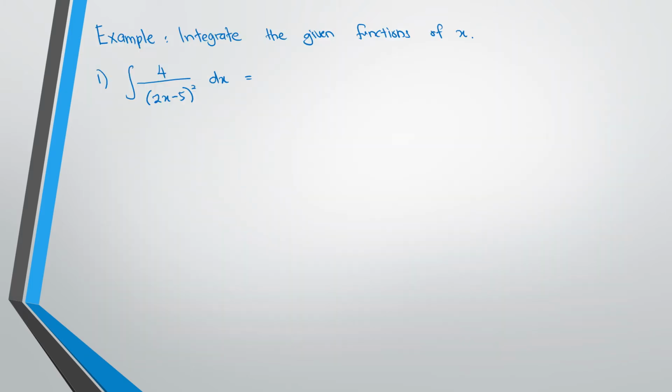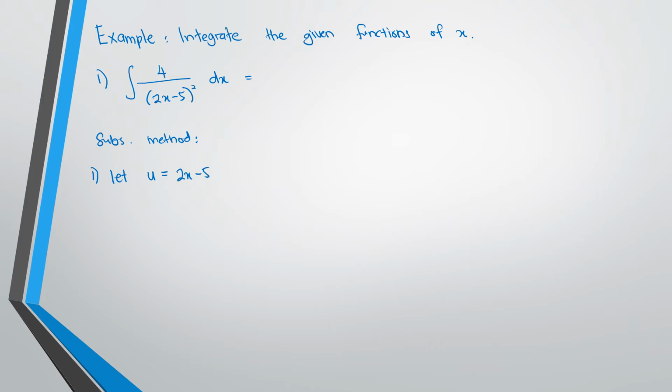Okay, I show you how to solve the example by using both methods, substitution and formula method. First, using substitution method. There are three steps. The first one, you have to let u equal to the function ax + b. In this question, ax + b is the denominator, so you let u equal to 2x - 5.